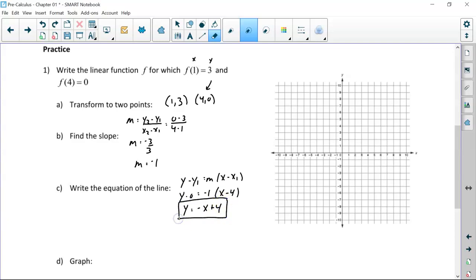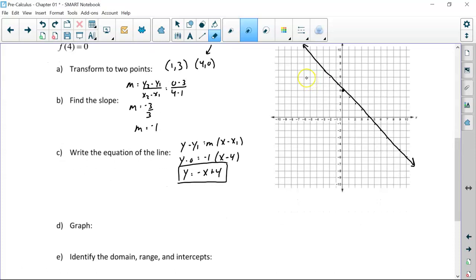We can graph that equation by going to 0, 4. And we're going to go down 1 over 1 each time. And then we'll draw our line through those points. And there is our linear function.